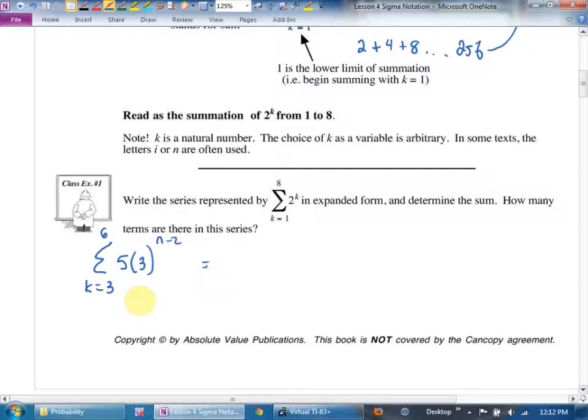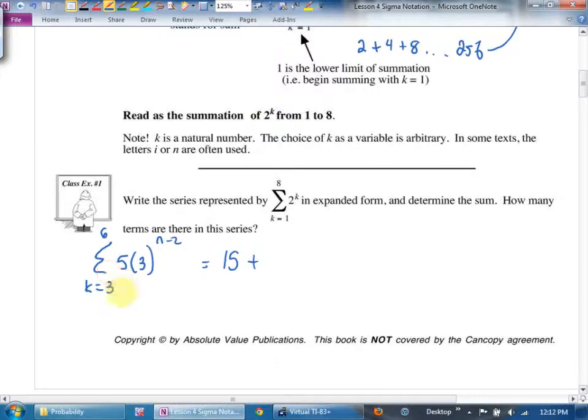I'm just going to write them out and add them up on my calculator. So what's the first term? I would put a 3 right there. Dina, what's 3 take away 2? What's 3 to the 1? 3 times 5? The first term is 15. I put a plus sign because that's what this symbol tells me to do. The sigma means separating with plus signs.